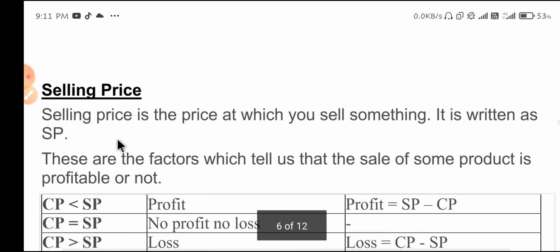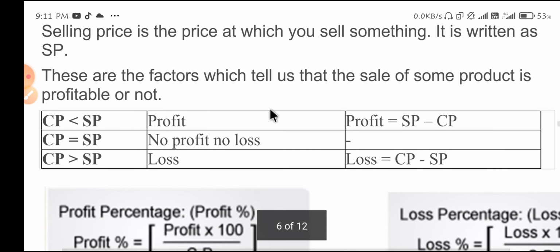सेलिंग प्राइस इज द प्राइस एट विच यू सेल समथिंग, मतलब किसी को बेचना. देन इट इज रिटन एज SP. सो देयर आर सब फैक्टर्स दैट व्हाट इज प्रॉफिट एंड लॉस. इफ CP इज लेस देन SP, इफ यू आर सेलिंग मोर देन यू आर बाइंग, देन इट इज़ नॉन एज प्रॉफिट. प्रॉफिट मीन्स SP माइनस CP.